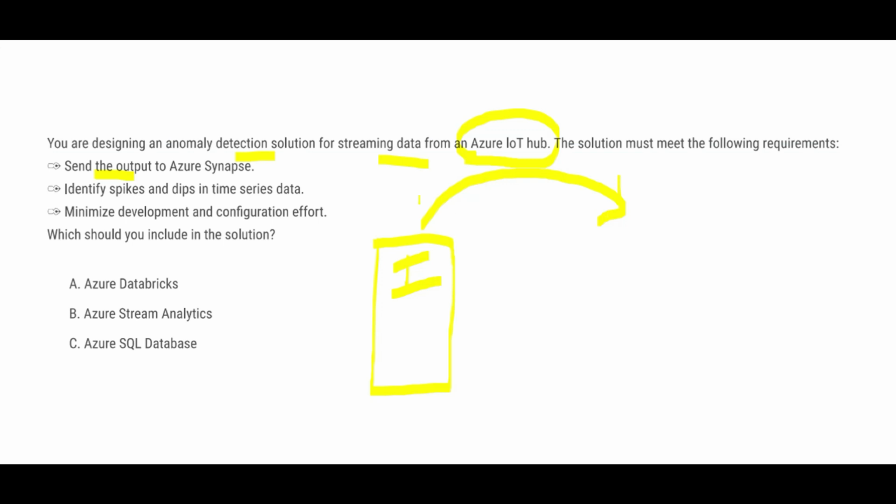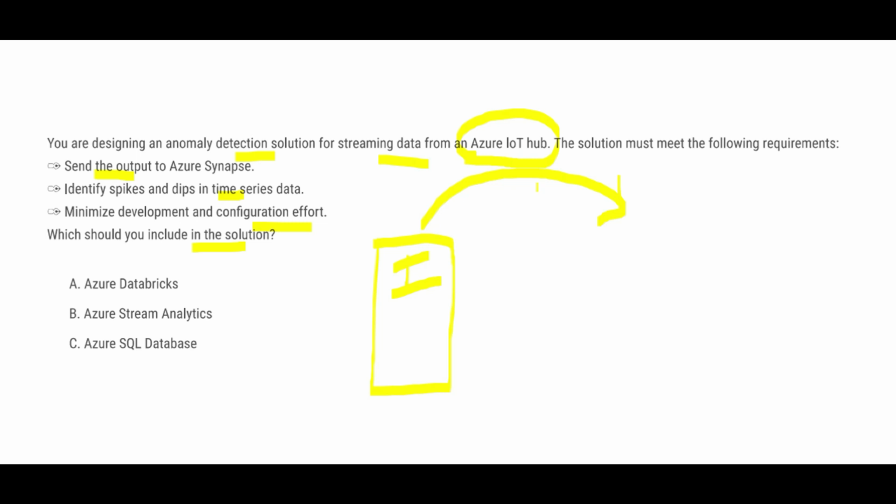Now you have to identify spikes and dips in time series data. Why is it time series? Because the devices are continuously sending data every 10 seconds or 5 seconds. A lot of data is coming, so it is time series data. You want to identify when there are peaks and when there are troughs, and you want to minimize the development and configuration effort. Obviously, they don't want software engineers to earn money out of that project. So they will always say minimize cost, minimize development and configuration effort.